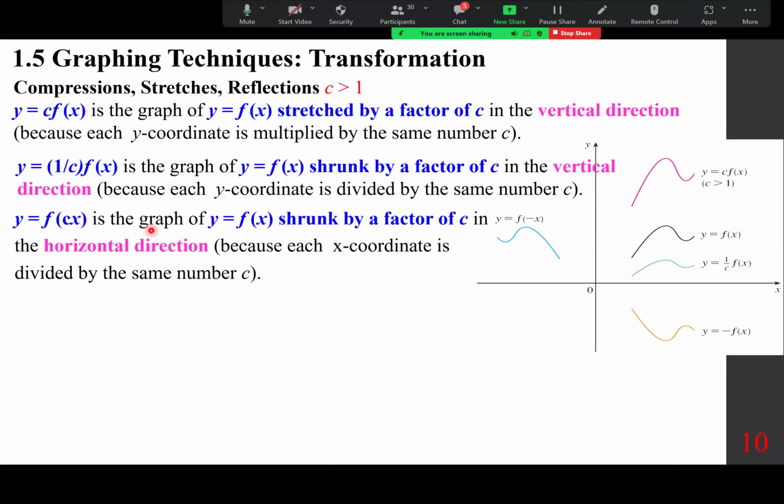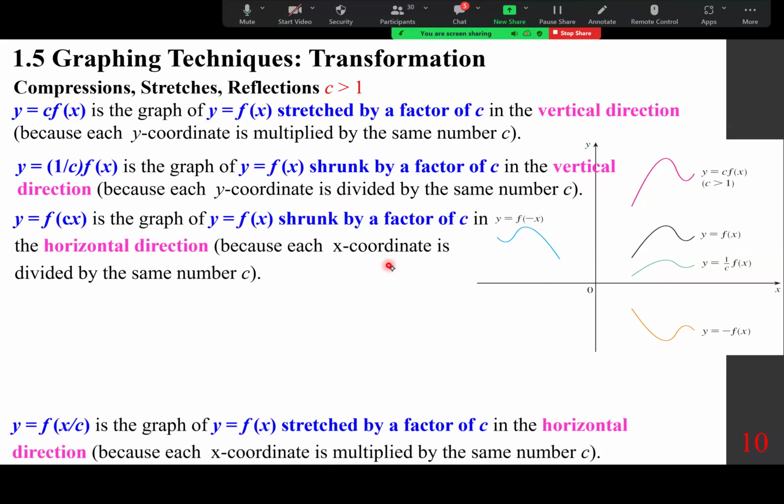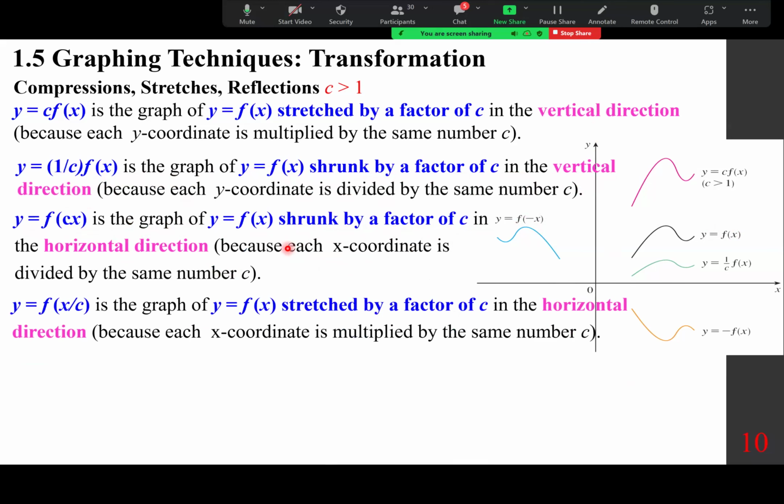y equals f of c x is the graph of y equals f of x shrunk by a factor of c in the horizontal direction, because each x coordinate is divided by the same number c. This one is normally easy to understand when we look at sinusoidal functions. y equals f of x over c is the graph of y equals f of x stretched by a factor of c in the horizontal direction, because each x coordinate is multiplied by the same number c.